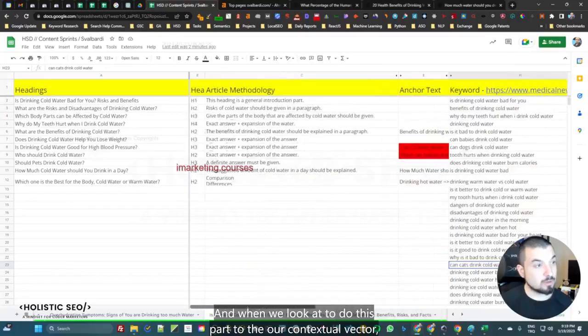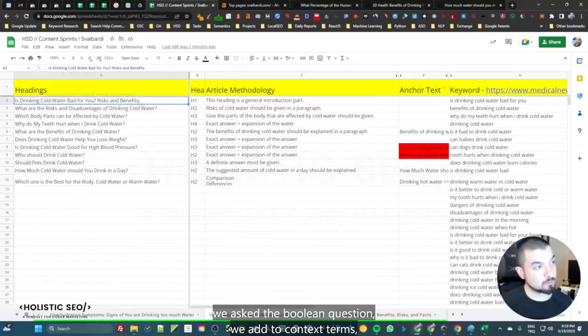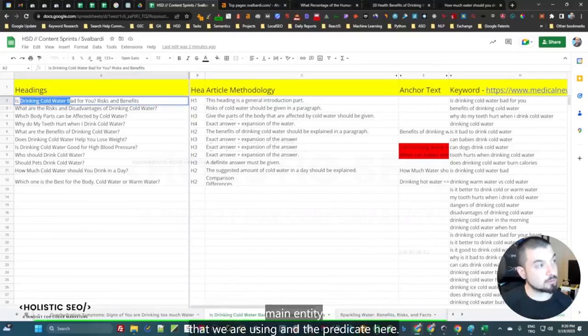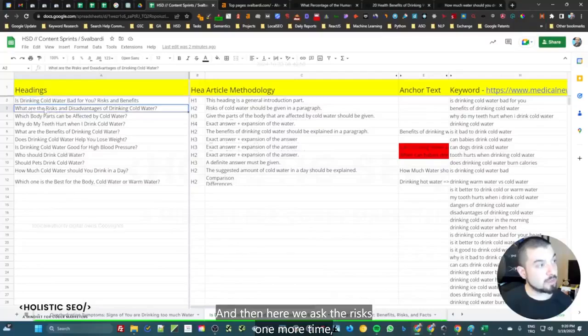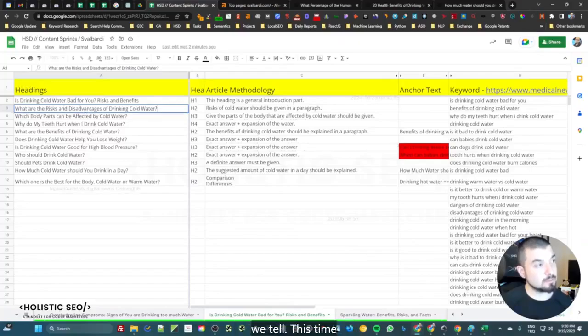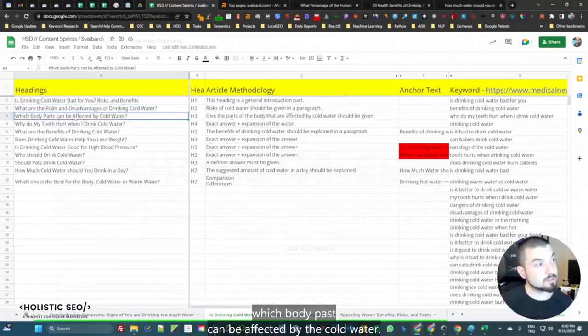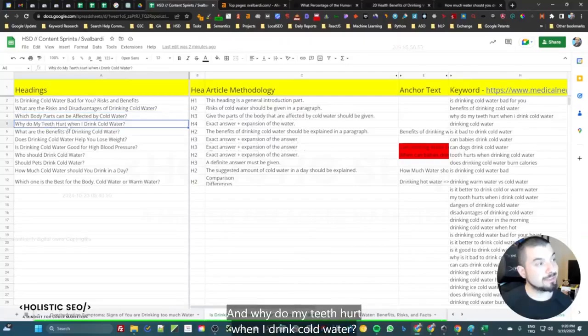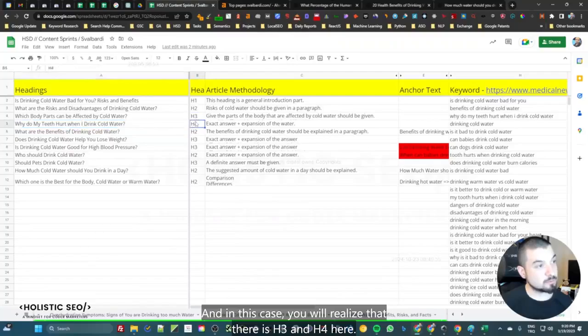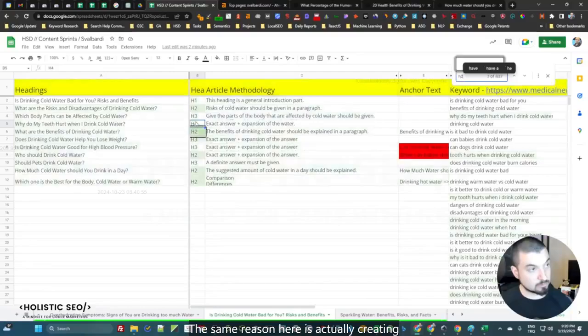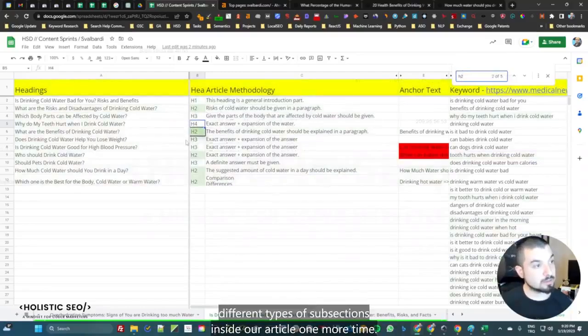And when we look at this part, our contextual vector, we ask the Boolean question, we add the context terms, and we know that it will be multiplied together with the specific main entity that we are using and the predicate here. And then here we ask the risks one more time. Risks and disadvantages, we say. This time we are using a conjunctive word here to be able to target both of the sections. Then which body parts can be affected by the cold water, and why do my teeth hurt when I drink cold water? And in this case, you will realize that there is H3 and H4 here. The same reason is creating different types of subsections inside our article one more time.